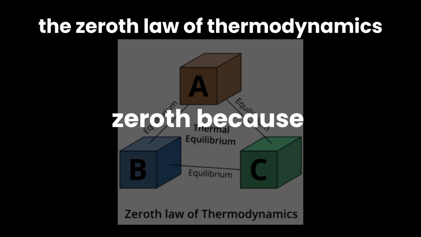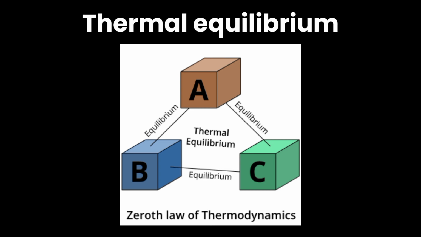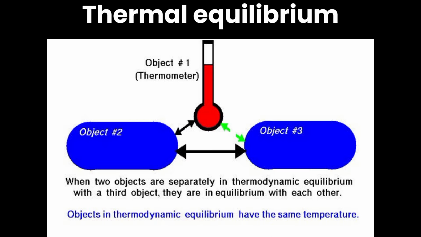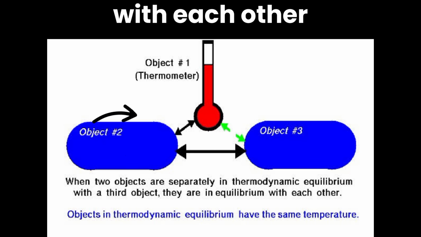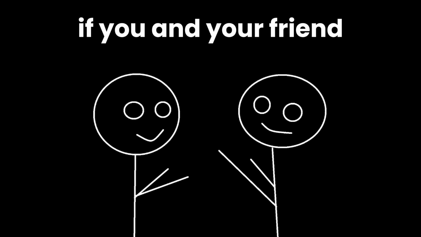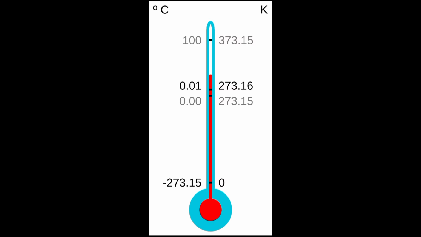Yes, they named it zeroth because they thought of it last. This law is all about thermal equilibrium. If two objects are each in thermal equilibrium with a third object, they're in thermal equilibrium with each other. It's like saying, if you and your friend both like the same pizza, you both have good taste. So, what does this mean for us? It means that temperature is a thing, and it's important. It's how we measure how much energy something has.